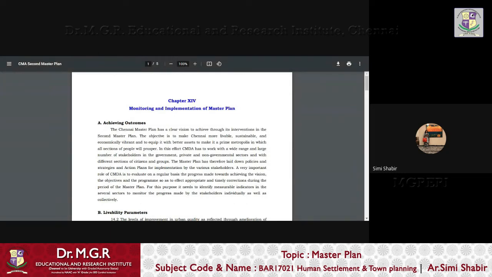Okay, after that we are going to have a look at the land use planning, what are the various types of land use, etc. So, monitoring and implementing the master plan.